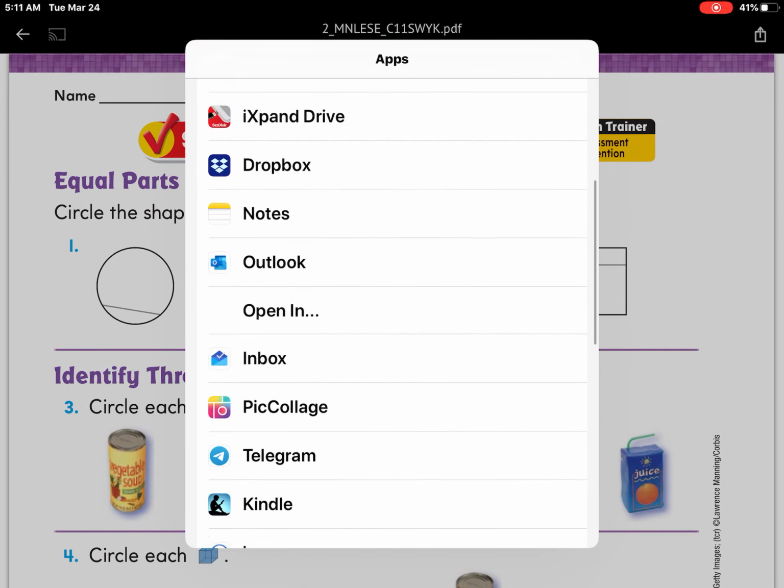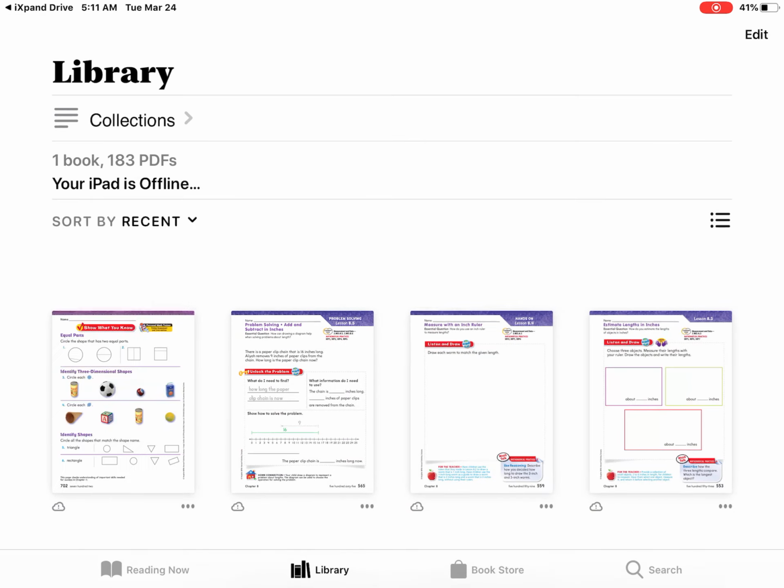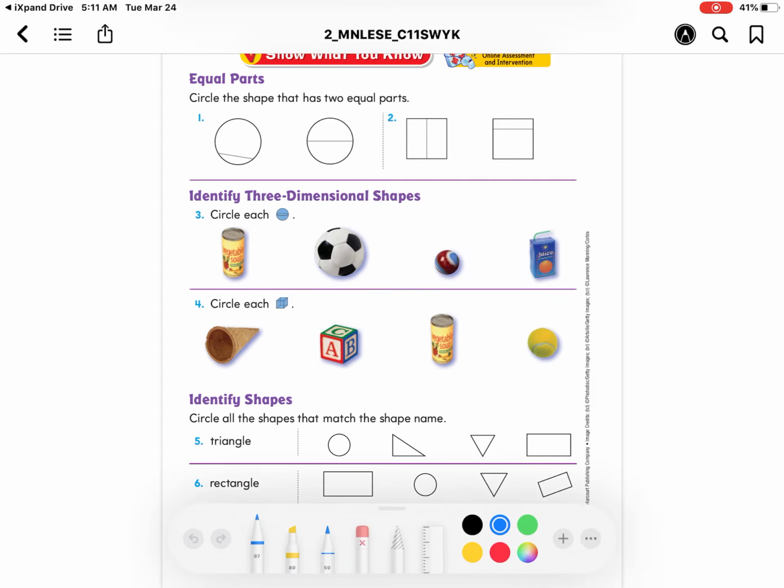Now, here in Show What You Know, the first question says, circle the shape that has two equal parts. So we need to circle the shape that has two equal parts. Now let's look to question number 1 first.